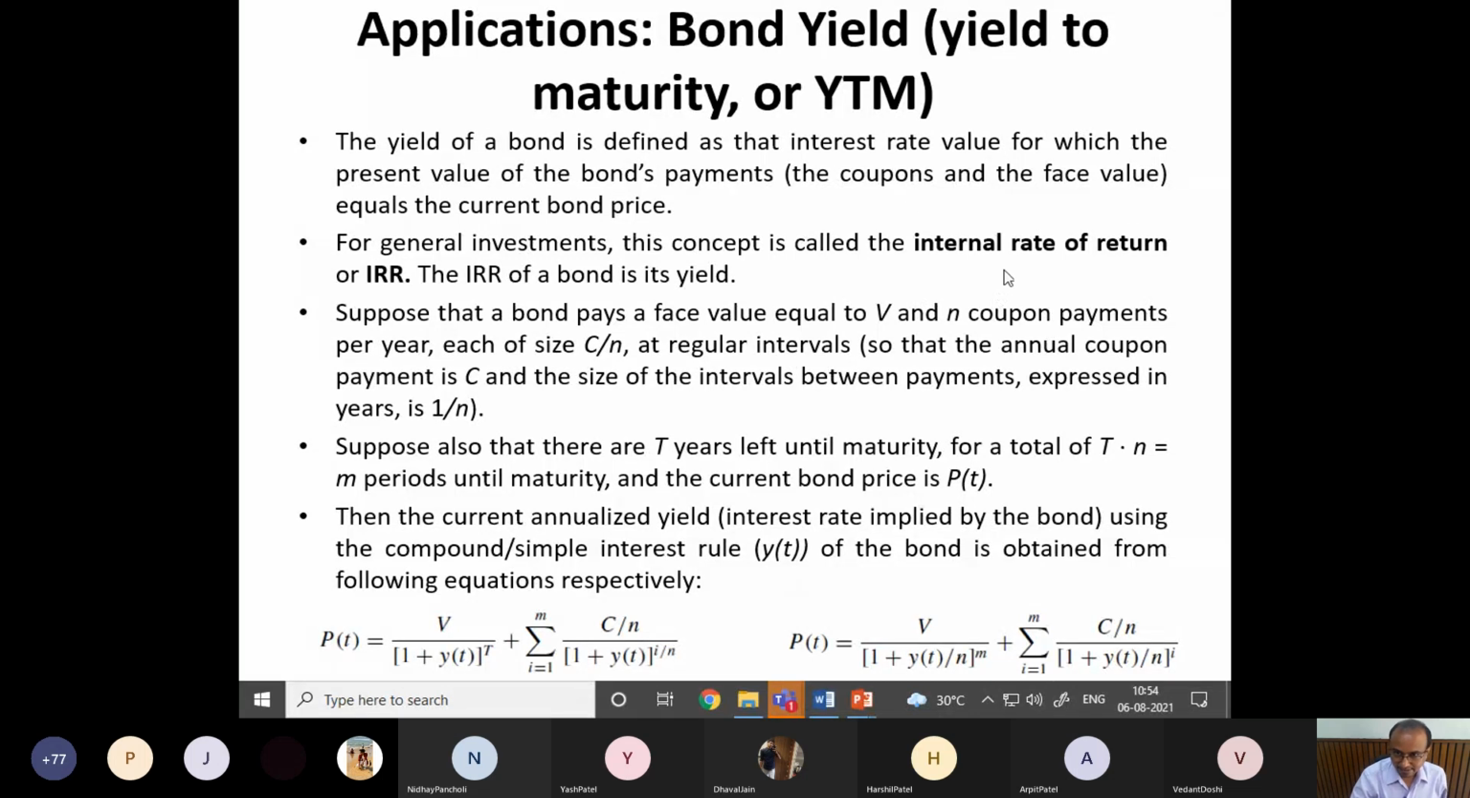In general investment, this term is also called internal rate of return, or IRR. This is a common term, IRR. In the market, you can just Google it: what is IRR? It is a very common term, internal rate of return. MATLAB has a function to calculate it, and we will use it. The IRR of a bond is its yield.